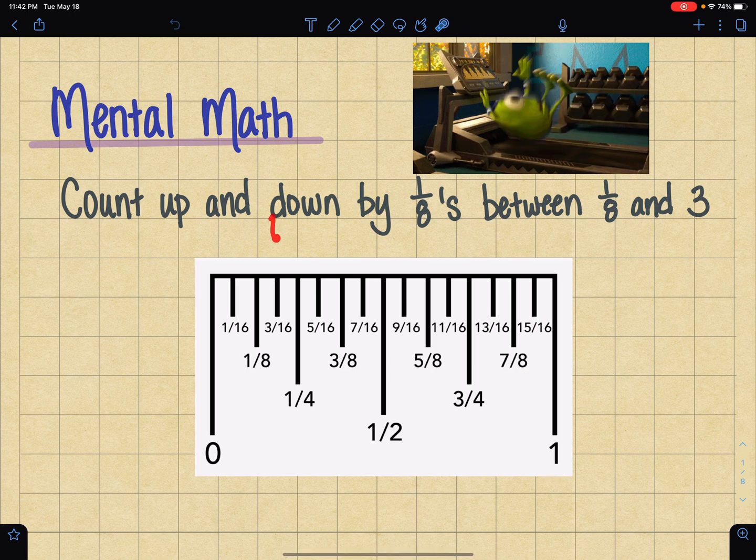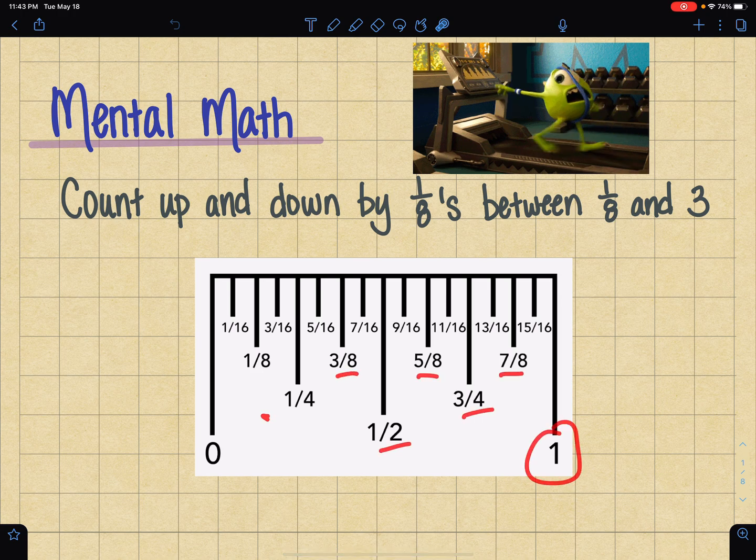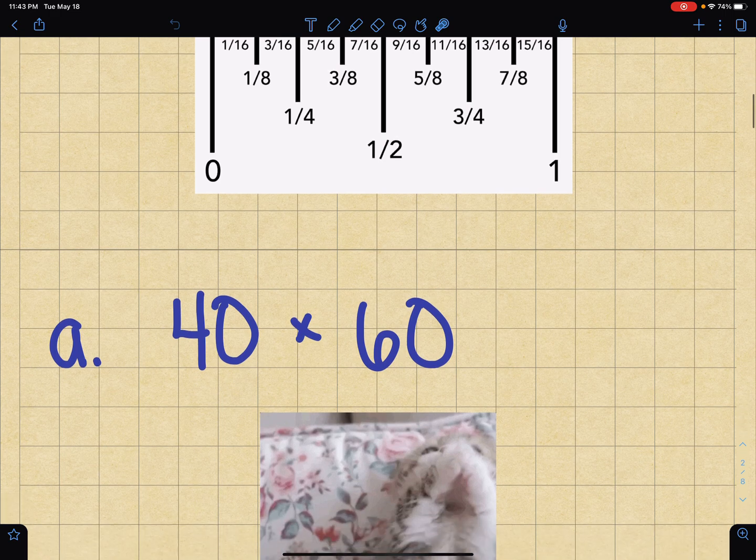Now we have to count down. So let's start with 3, 2 7/8, 2 3/4, 2 5/8, 2 1/2, 2 3/8, 2 1/4, 2 1/8, and then 2, 1 7/8, 1 3/4, 1 5/8, 1 1/2, 1 3/8, 1 1/4, 1 1/8, 1, 7/8, 3/4, 5/8, 1/2, 3/8, 1/4, 1/8. Okay, I think I messed up at least one time in there, but hopefully you got through it.